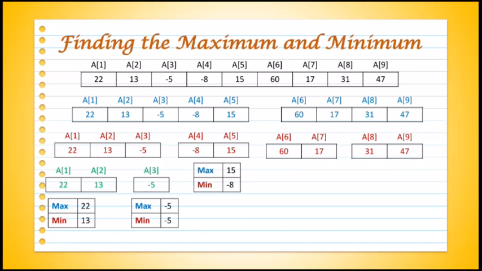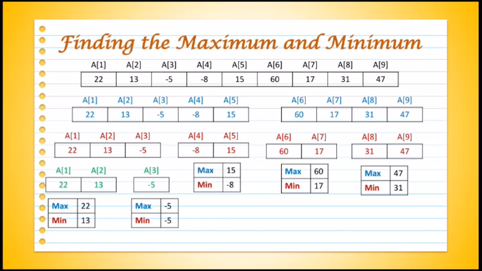Similarly, for the sixth and seventh element, 60 is the maximum value and 17 is the minimum value. Next, for the 8th and 9th element, 47 is the maximum value and 31 is the minimum value. Now for every smaller problem we have got the solution, that is maximum and minimum value. Now to get the final solution, we have to combine all these answers.